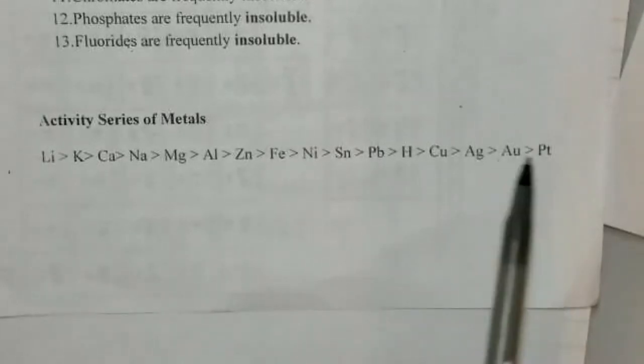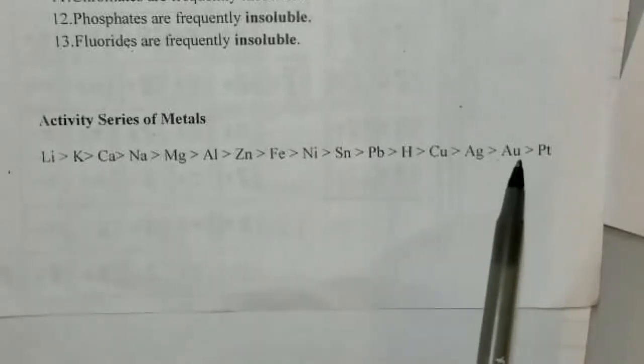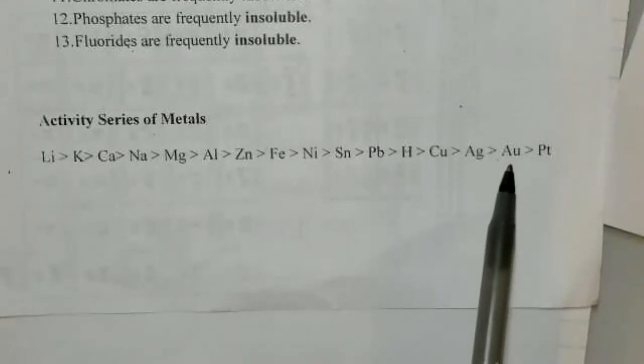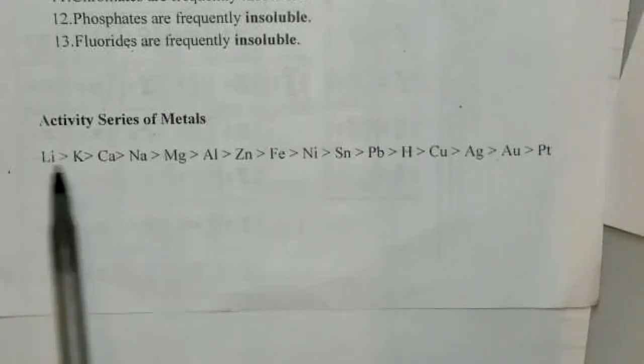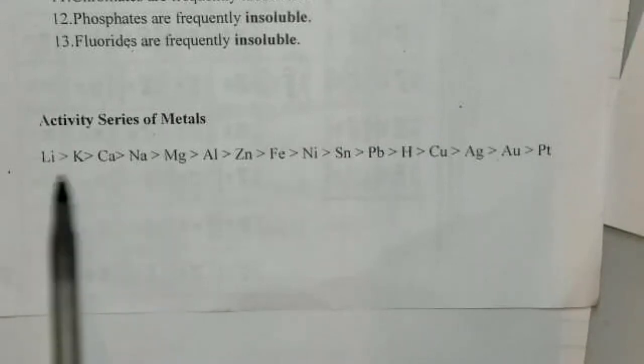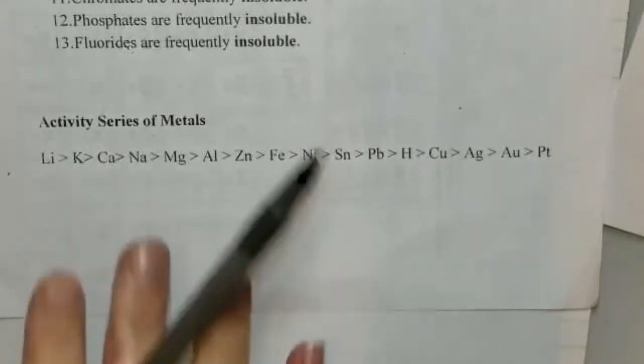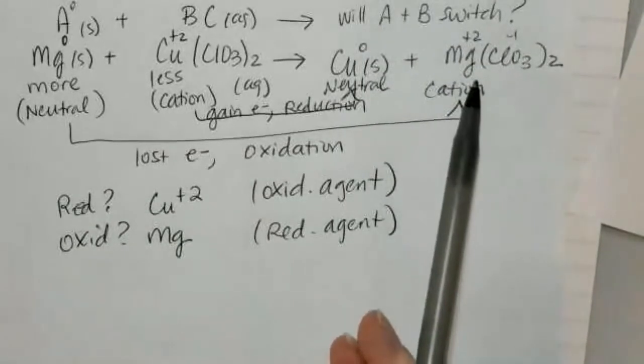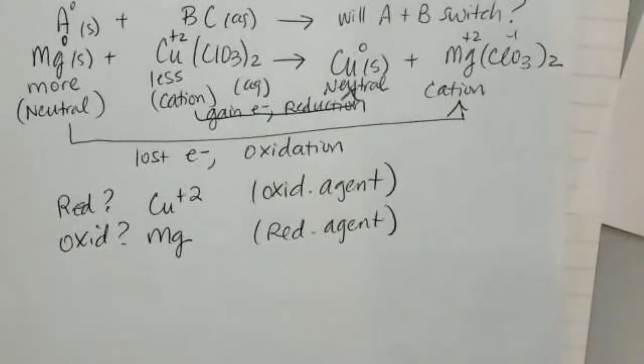The metals over on the right really want to be in their reduced form, meaning they want all of the electrons. The metals over on the left side, they prefer to give their electrons away. They're more stable as ions. So the metals on the left, they prefer to be in the compound. The metals on the right, they prefer to be by themselves as the neutral.